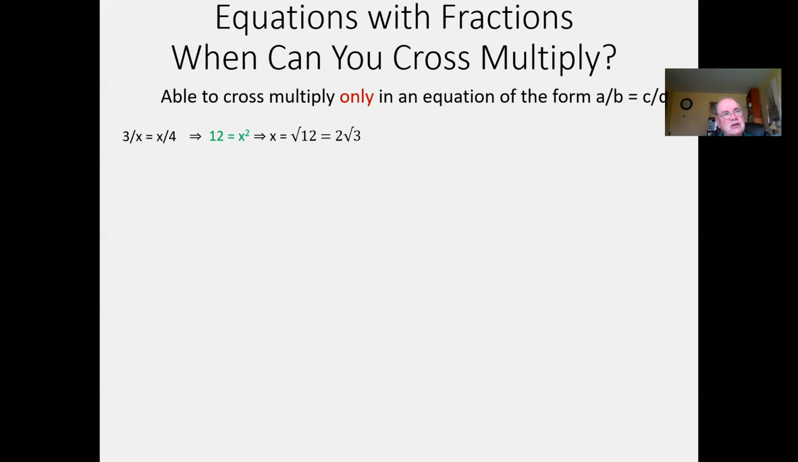There's nothing magical about cross multiplying. It's an algorithm. All that I'm doing is multiplying by the common denominator. That's all that I'm doing. I'm multiplying the equation through by 4x, which is the common denominator. And 4x times 3 over x is 12, and 4x times x over 4 is x squared. I get exactly the same equation.